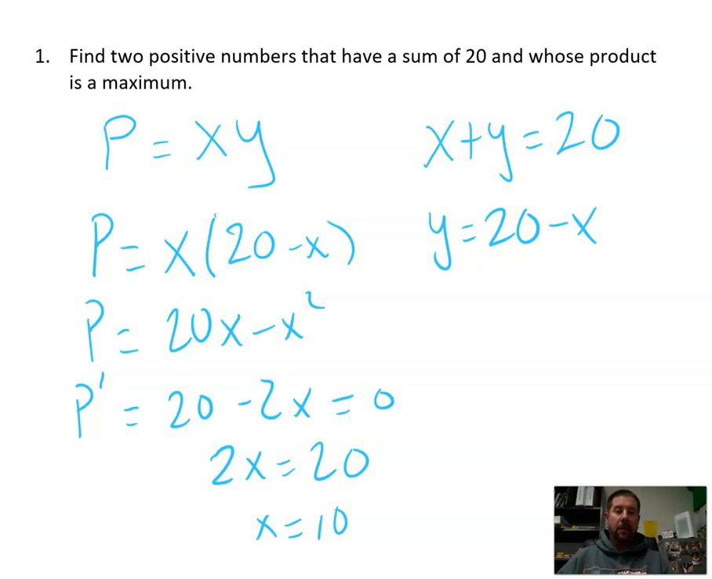Now, I guess we should double check to make sure that this is going to be a maximum value. If I do my line test and put 10 in the middle, anything smaller than 10, when I plug it into the derivative, like if I plug in 0, I get a positive number. And anything bigger than 10, like 100, I would get 20 minus 200, and that would be negative.